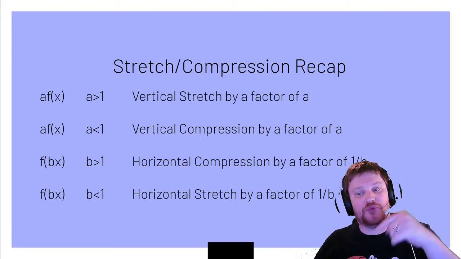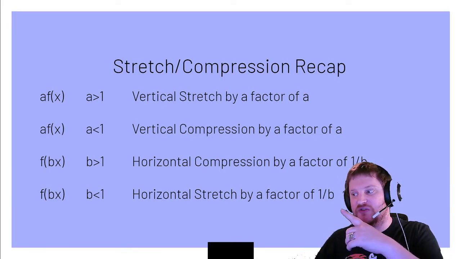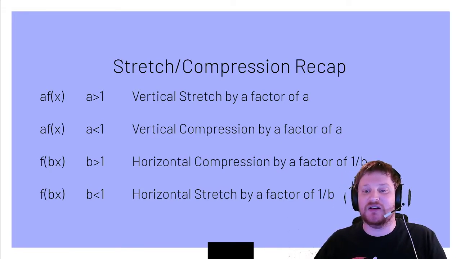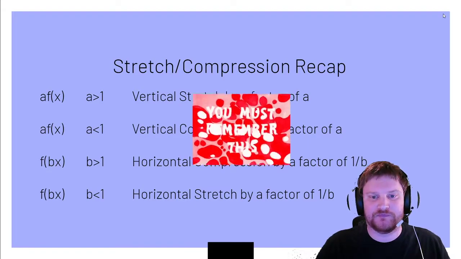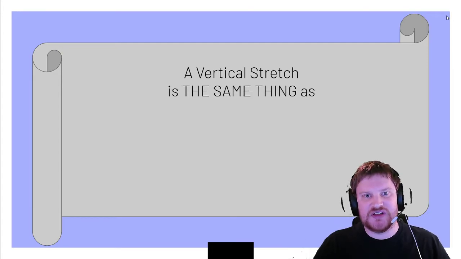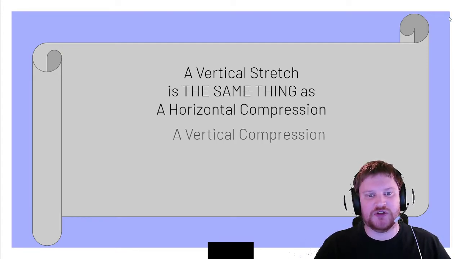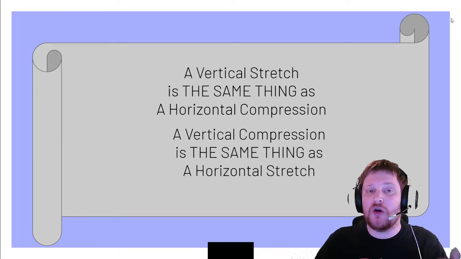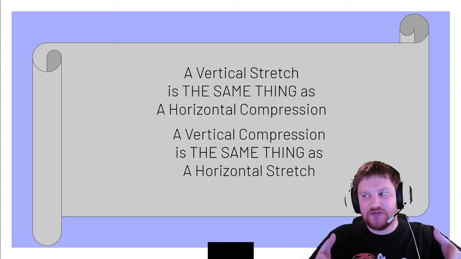Notice though that the vertical compression factor, or the horizontal compression factor right here, it's not whatever number you see, it's 1 over the number that you see. Again, a little bit dumb. You do need to remember this. I pointed this out last time, but a vertical stretch is the same thing as a horizontal compression. A vertical compression is the same thing as a horizontal stretch. Now, I know I'm moving through this kind of quickly, but if you look at your notes for 1.3a and b, literally everything that you've seen so far has been on there.